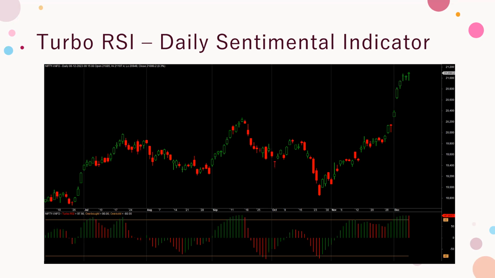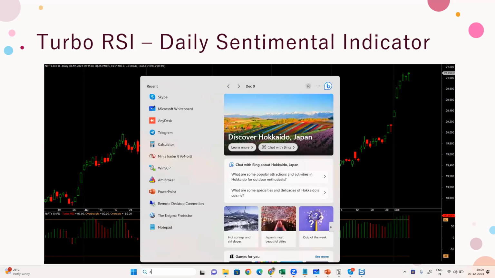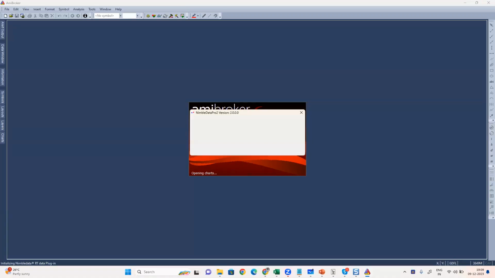Now, one interesting thing about it: I call Turbo RSI a daily sentimental indicator, because on a daily basis I keep a watch on the ongoing trend. Is the trend positive or is the trend negative? There are places where the trend will be positive. Maybe I'll pull it up from Amibroker here. Let me pull up my Amibroker. So here is my Amibroker. I'm using version 6.4. However, it is highly recommended to use 6.0 or a higher edition. That is the most suitable edition to use AlgoStudio.